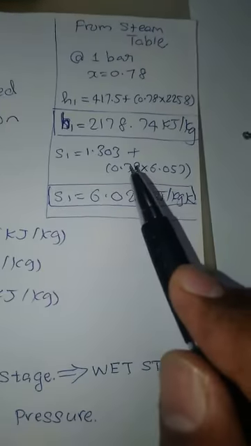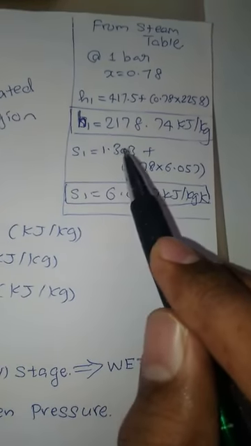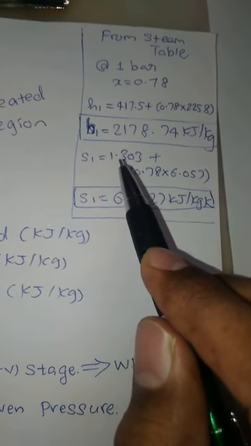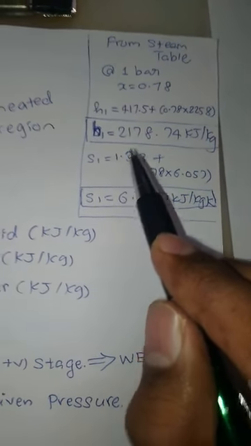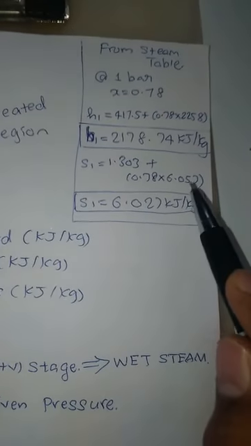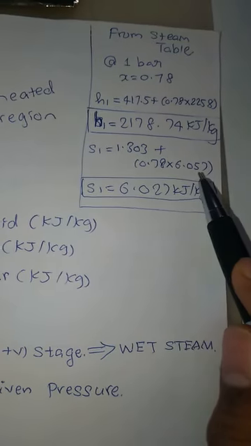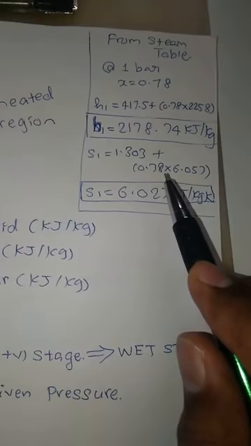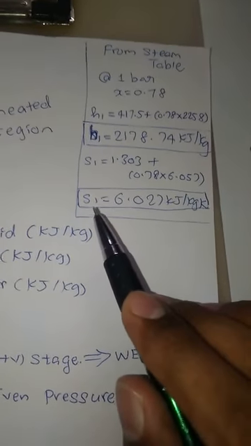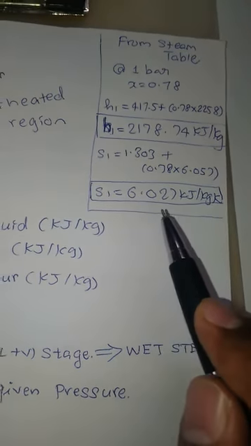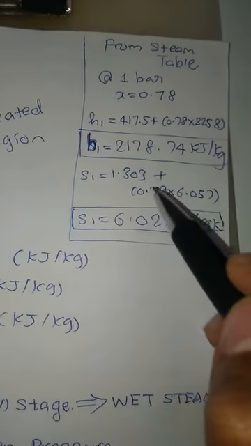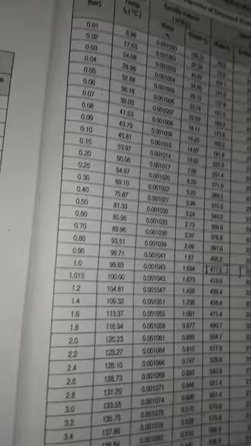And exactly on similar lines, entropy s1 is equal to sf plus x sfg, where sf is 1.303 kilojoule per kg Kelvin at 1 bar pressure, and 6.057 is the value of sfg at 1 bar, and 0.78 is the dryness fraction. And solving this, I get s1 is equal to 6.027 kilojoule per kg per Kelvin. Now I have taken all these values from the steam table.